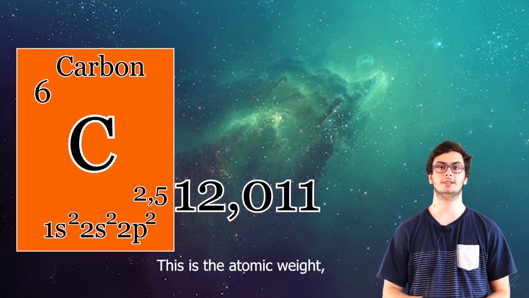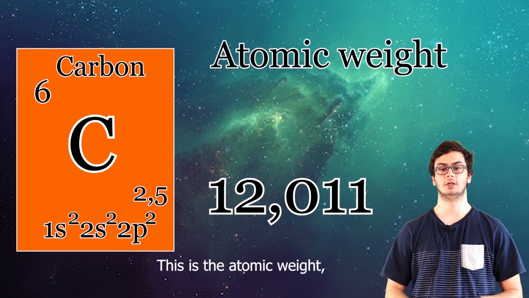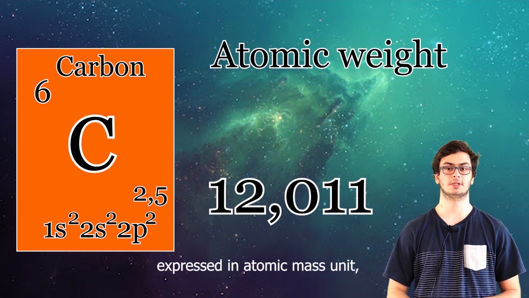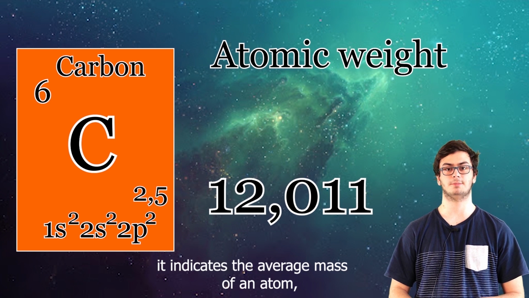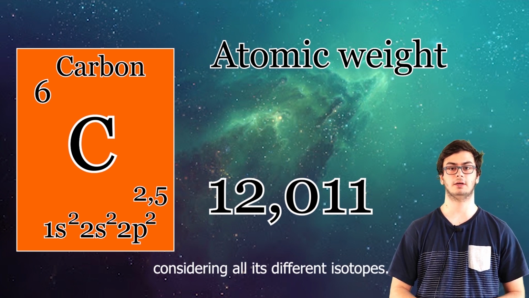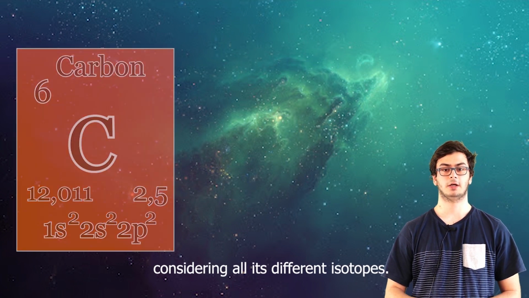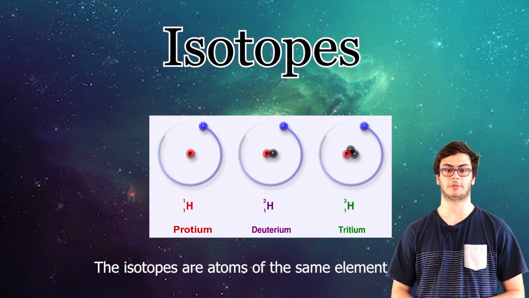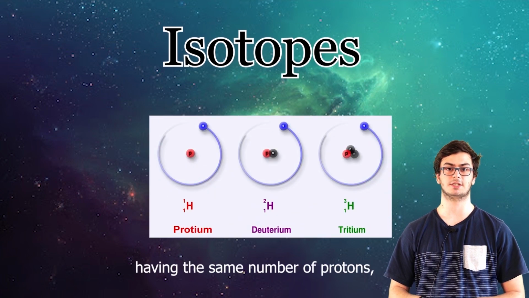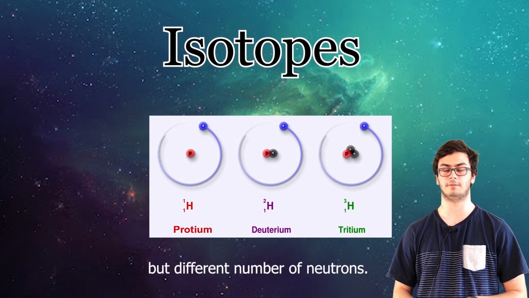And this is the atomic weight expressed in atomic mass units. It indicates the average mass of an atom considering all its different isotopes. The isotopes are atoms of the same element having the same number of protons but different number of neutrons.